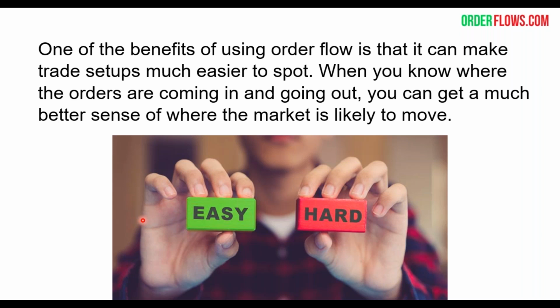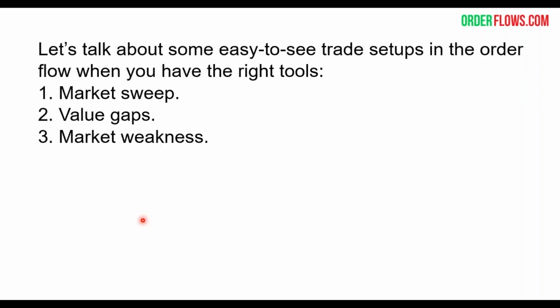But one of the benefits of using order flow is that it can make trade setups much easier to spot. When you know where the orders are coming in and going out, you're going to get a much better sense of where the market is likely to move. So I'm going to talk about some easy to see trade setups in the order flow when you have the right tools. And when I talk about tools, I talk about a footprint chart. Specifically, I'm going to talk about the next level, the order flow trader chart. I'm going to show you the examples and explain the logic behind them, so even if you don't have my software, hopefully you can spot them. If you do have my software, it's incredibly easy to spot these trade setups.